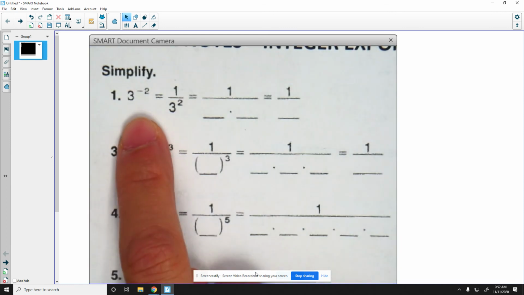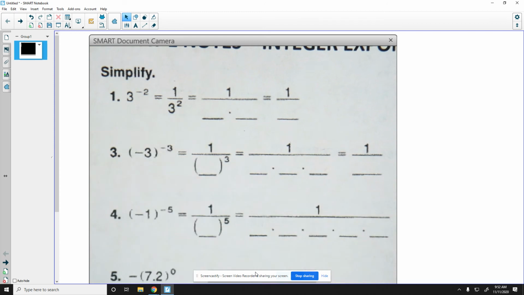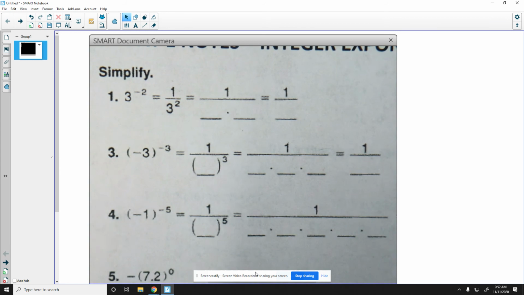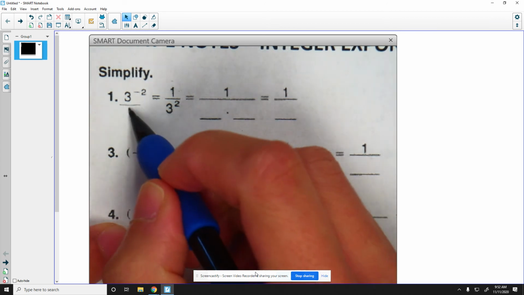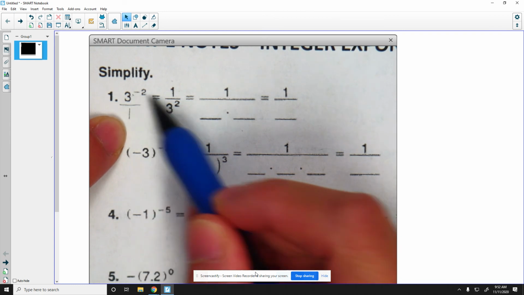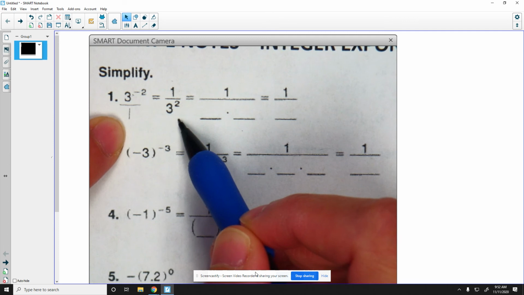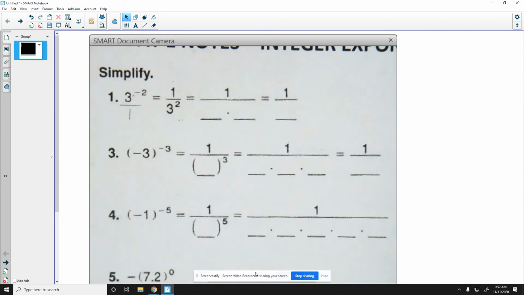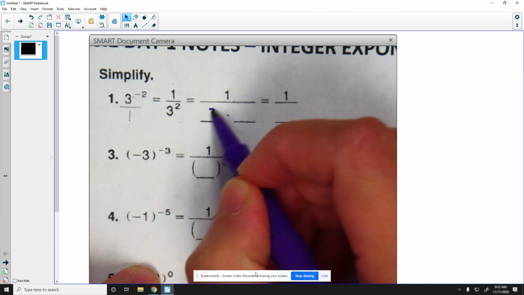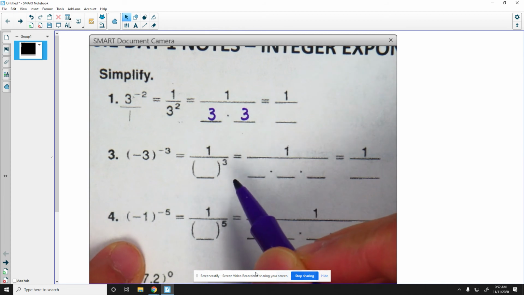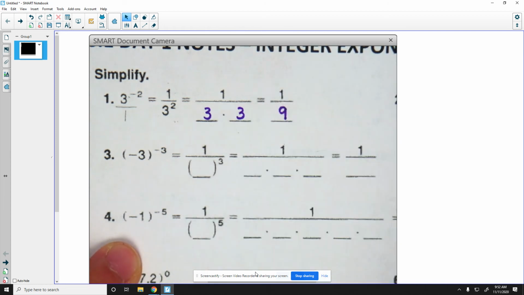3 to the negative 2. Okay, I have a negative exponent, right? So the rule is if I see a negative exponent, I just flip it. So what I mean by flip it is 3 to the negative 2 is the same thing as saying 3 to the negative 2 over 1, right? So since it was on top of the fraction, now it goes to the bottom. Does that make sense? So it was on top of the fraction because it was kind of like a whole number, but now it goes to the bottom. So that's the same thing then as saying 3 to the 2 is on the bottom, so it's 3 times 3, because it's 3 to the second power, and that gives me 9. So my answer is 1/9.